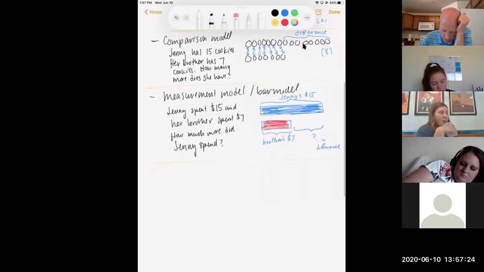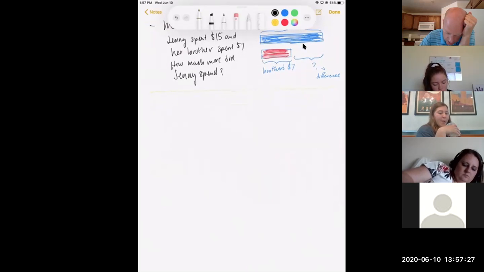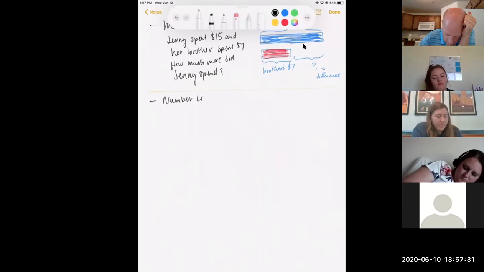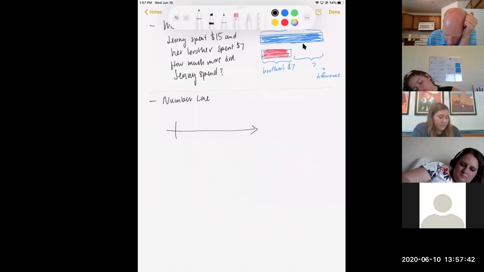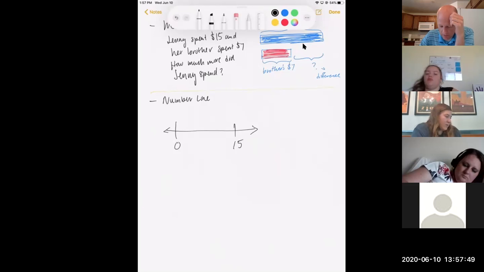One more model of subtraction is the number line. So how does subtraction look on the number line? Okay, so we'll draw our number line here, and draw a little bit lower. That's going to be 0. And 15 is going to be right here. Now what someone does when they subtract on the number line is that they start at 15 and they go back 7, and you end up somewhere.